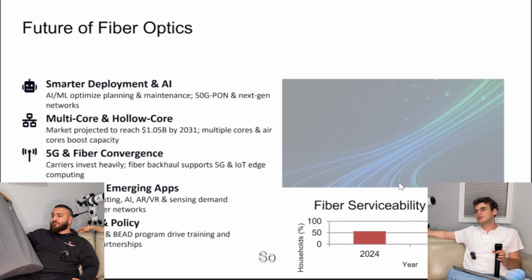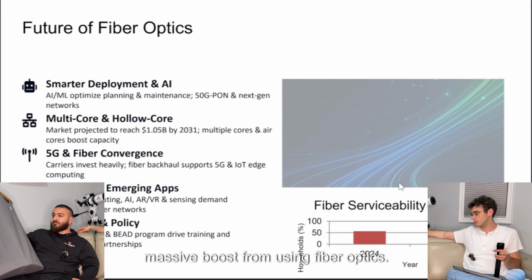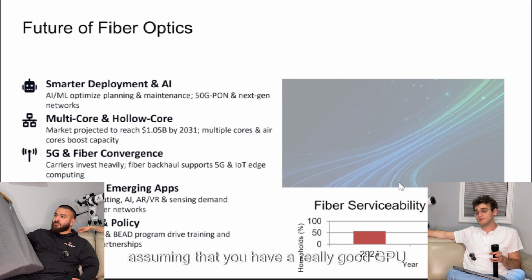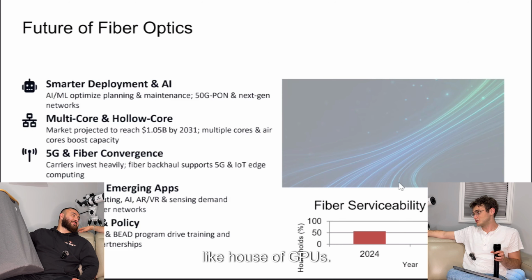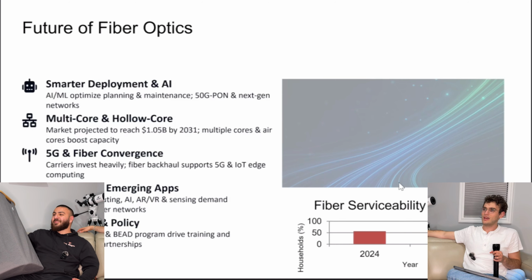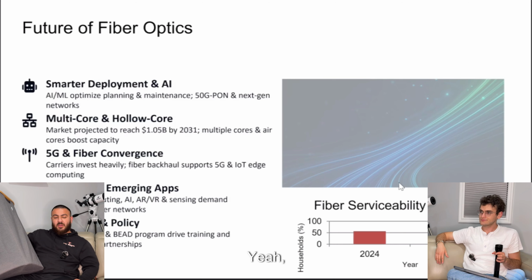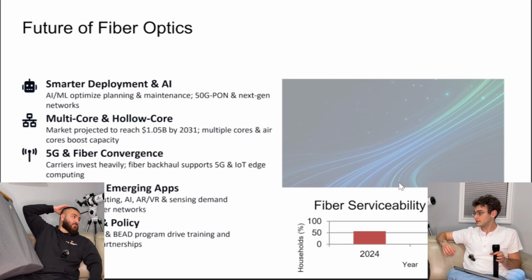We'll see. So the smart deployment in AI, that's definitely going to be a space that can get some massive boosts from using fiber optics. Of course, because AI receives more knowledge. AI is unlimited thinking, assuming that you have a really good GPU or a good house of GPUs. And the faster you can get that information across, the faster they can work through it. Yeah. Because I think it'll get smarter. It will definitely get smarter. It'll definitely be able to think faster. Yeah. Think more things and communicate with itself.